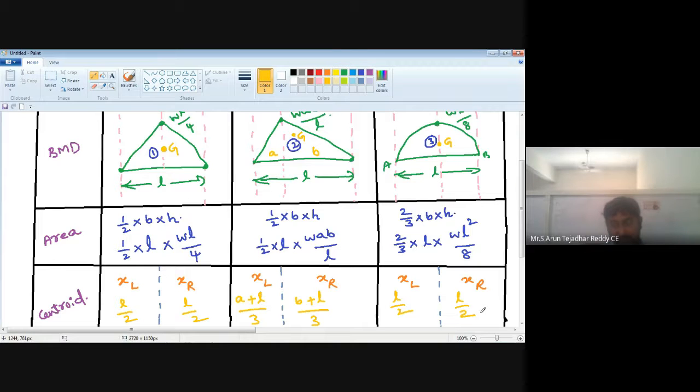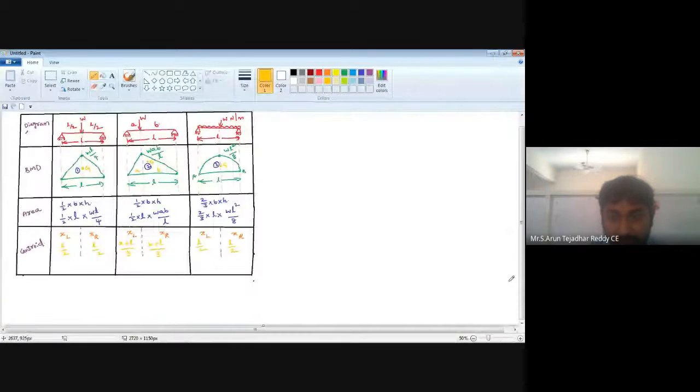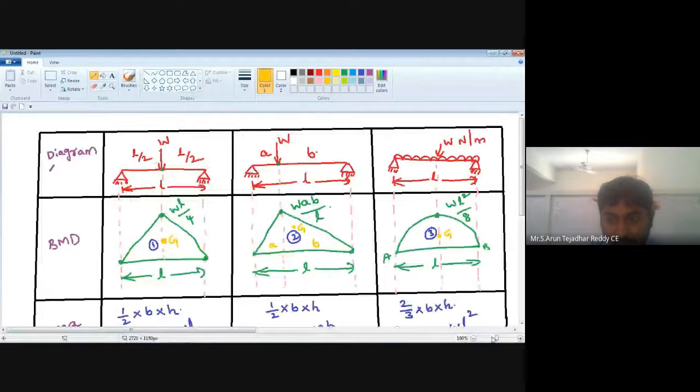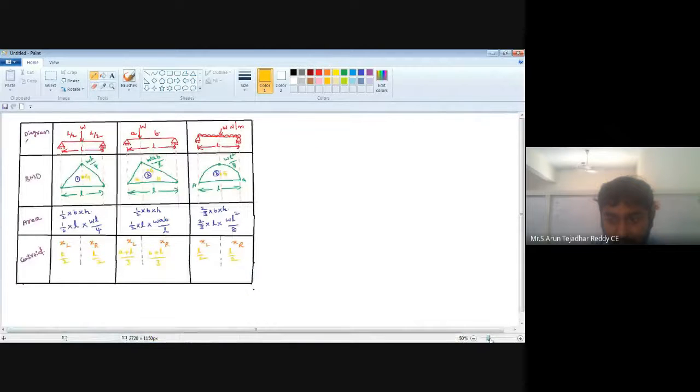So this is your important table. Remember this table, this entire unit. So all of you draw this table.